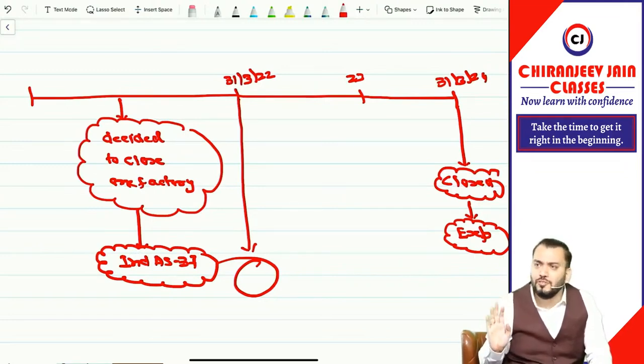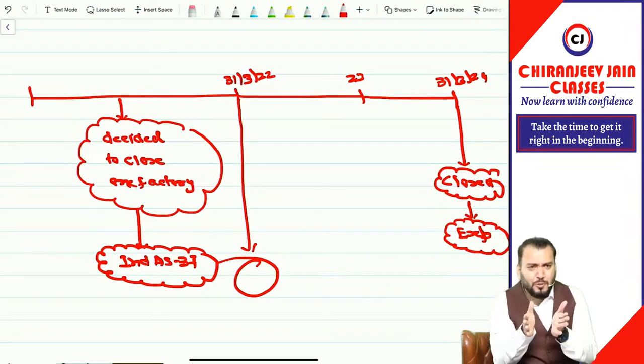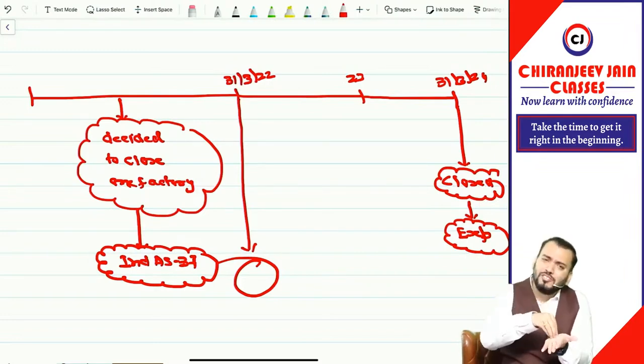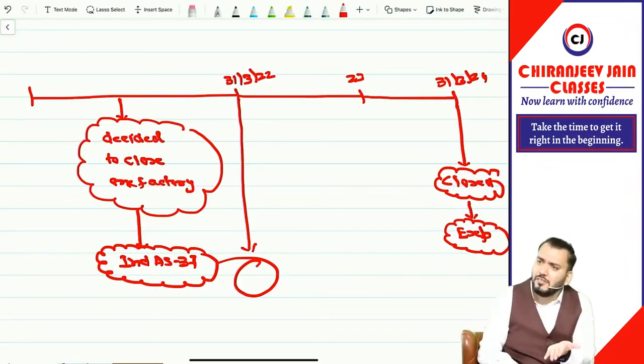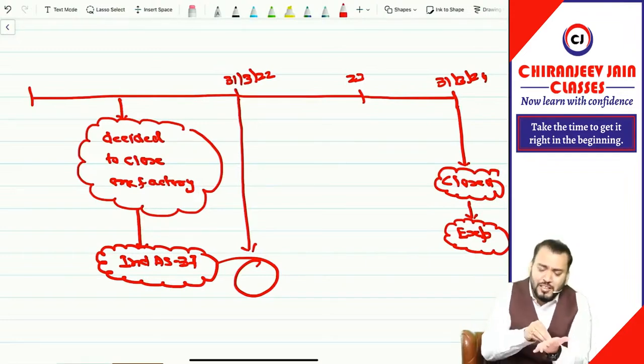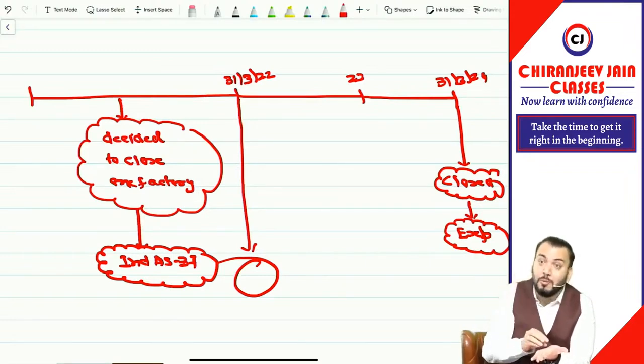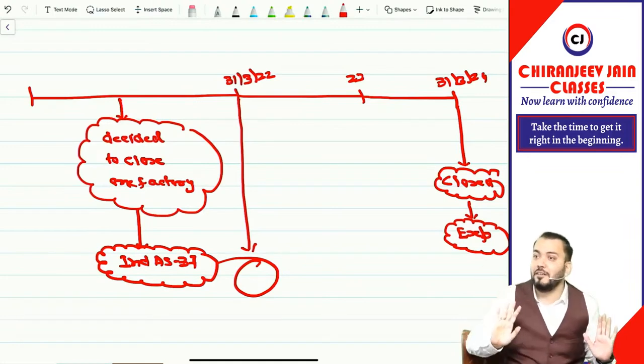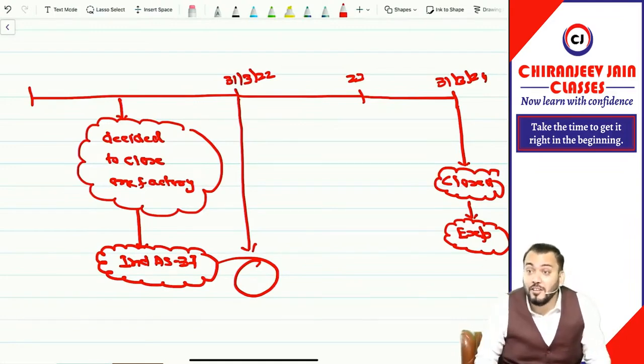I will try to convince you. Have you gone to an office? Whether your CA knows all the work? Yes or no? Whether your CA, he doesn't know all the work, but any work will come, he will take.